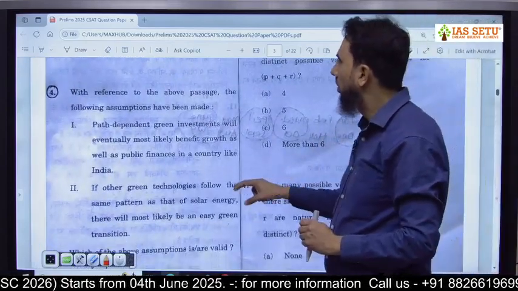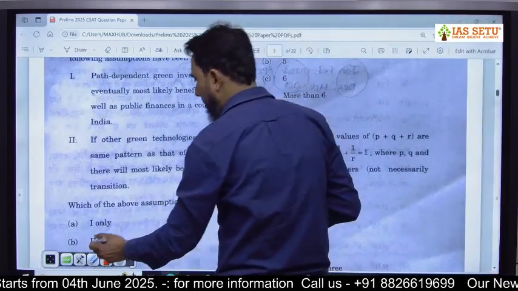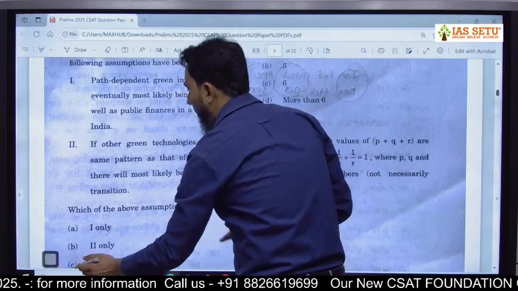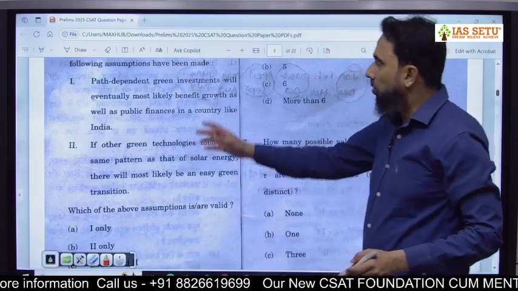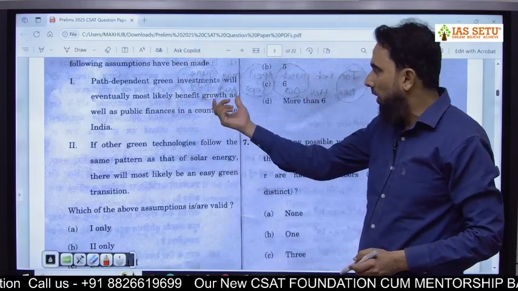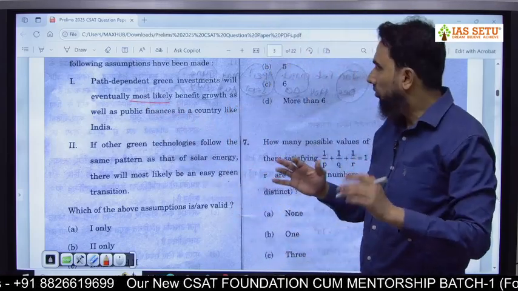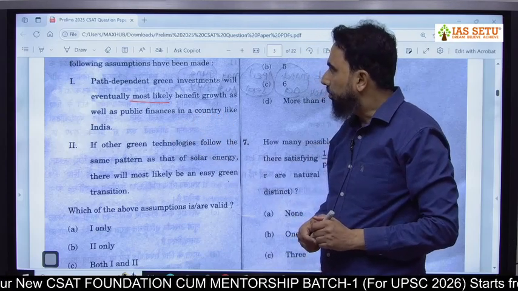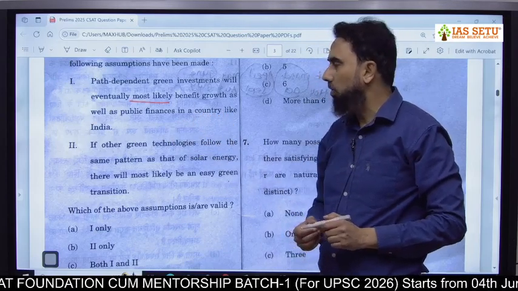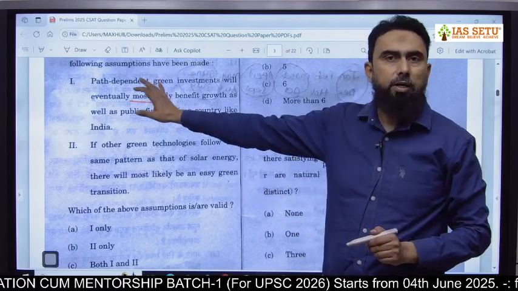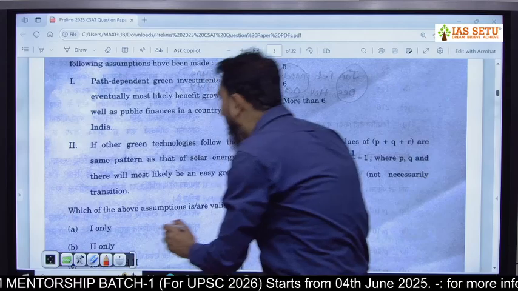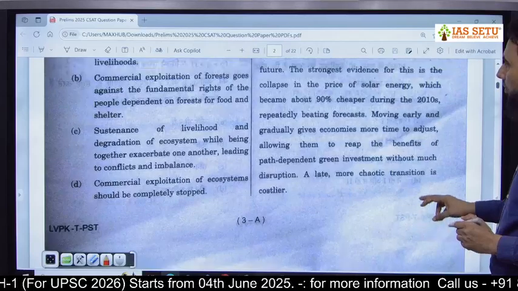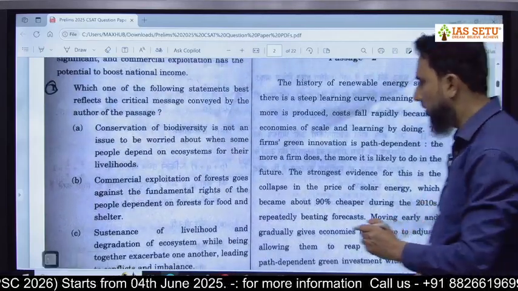Question number 4, assumption question. The first statement: path dependent green investments will eventually most likely benefit, there is a strong probability, most likely benefit growth as well as public finances in a country like India, right? Now you see, this statement is a valid assumption because author has said that such firms which are path dependent, they get the benefit. So let me show you the relevant part.